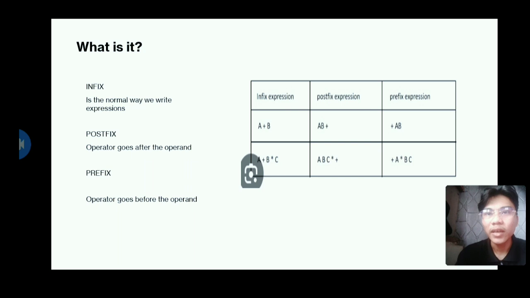First you need to read the A. A is an operand, so add it to the output, and the output will be A. The stack is empty. Then read the operator, which is the addition sign. The operator is pushed to the stack, so the operand goes in the output and the operator goes in the stack. Read B, and B is an operand, so the output will be AB, and the stack is still the addition sign.